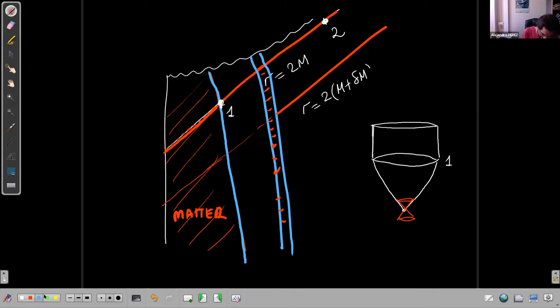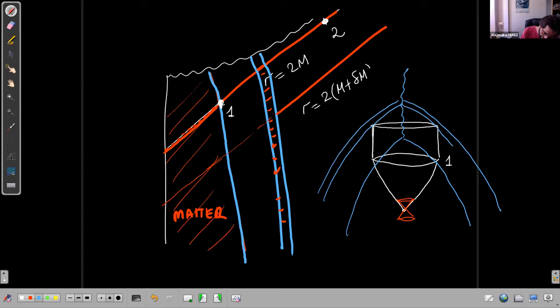So here we had matter that fell in the star and developed a singularity, but now there is more matter, a shell, falling in here. And so what we have is that the horizon, the Schwarzschild horizon, r equal to 2m plus delta m, is outside.